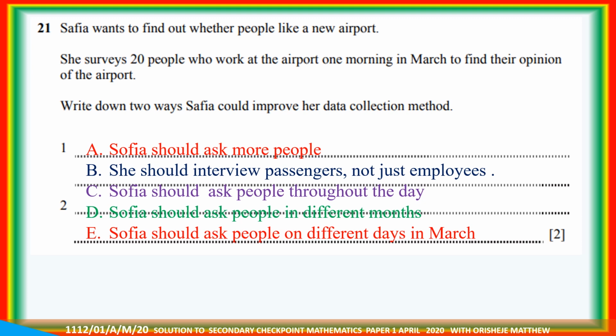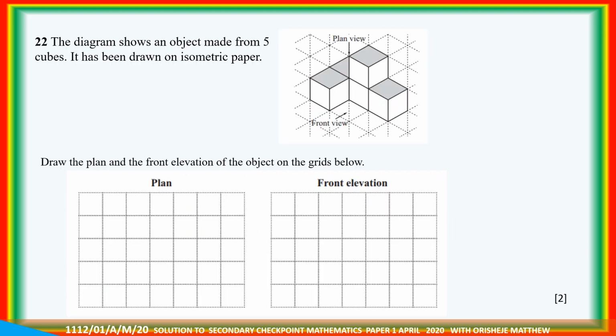Okay, let's go to question 22. Question 22 has to do with the plan. The diagram shows an object made from 5 cubes. It has been drawn on isometric paper. Draw the plan and the front elevation of the object on the grid below.